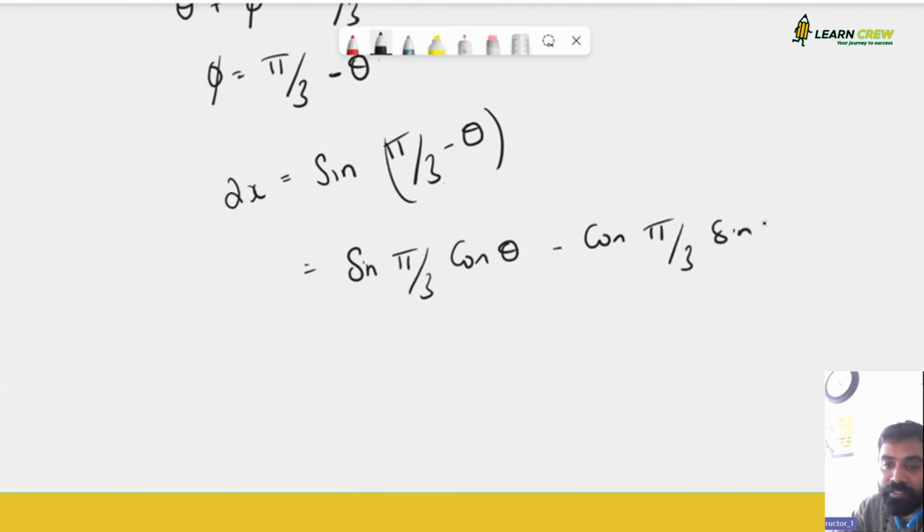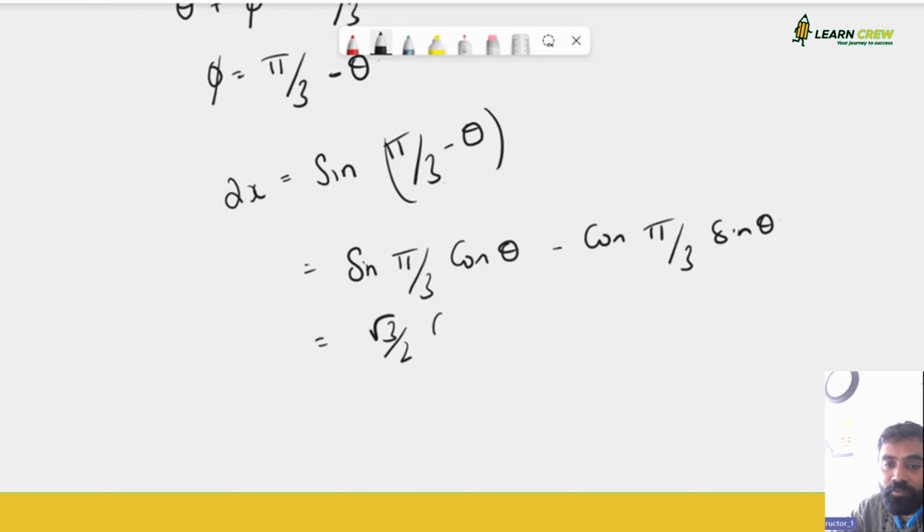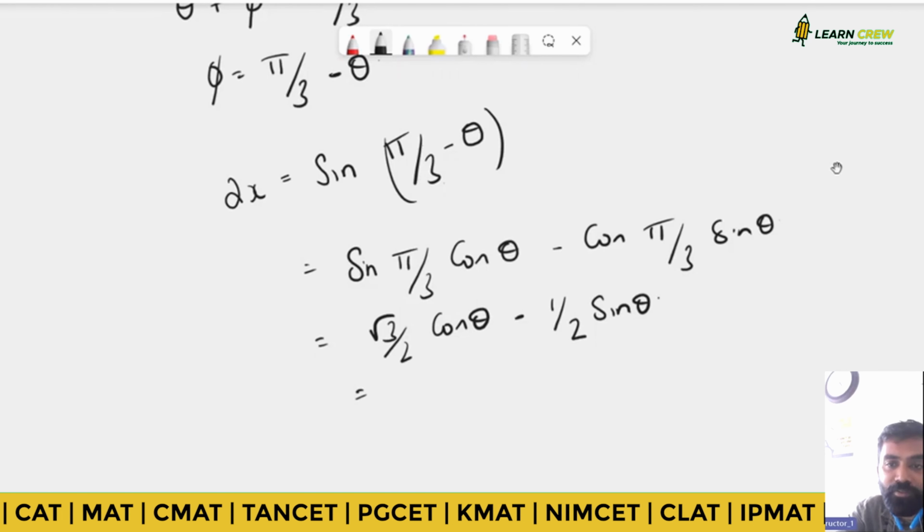Sine a minus b. What is sine pi by 3? 180 divided by 3 becomes 60. Sine 60 is root 3 by 2. Root 3 by 2 cos theta minus cos pi by 3, which is cos 60, half, sine theta. Half sine theta. Now what can you do? In place of cos theta, what can you substitute?